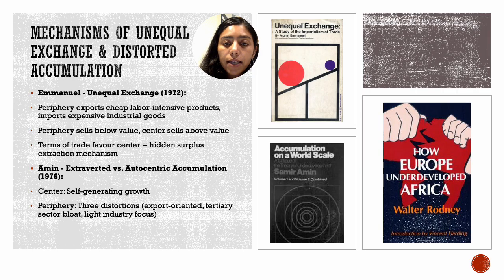Whereas in the periphery, there is extroverted accumulation, where economic activity is oriented outward toward external markets. So the production here focuses on exports to the center, profits flow out, and the economy depends on external demand rather than developing its own internal market and productive capacity. In short, the center develops for itself while the periphery develops for the center. There's also Walter Rodney and his book on how Europe underdeveloped Africa, which might be of interest to you.